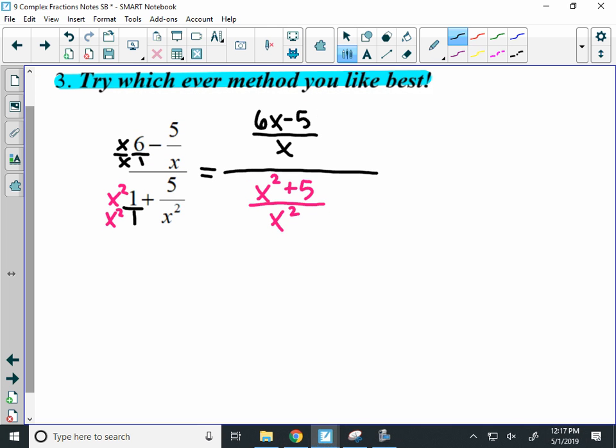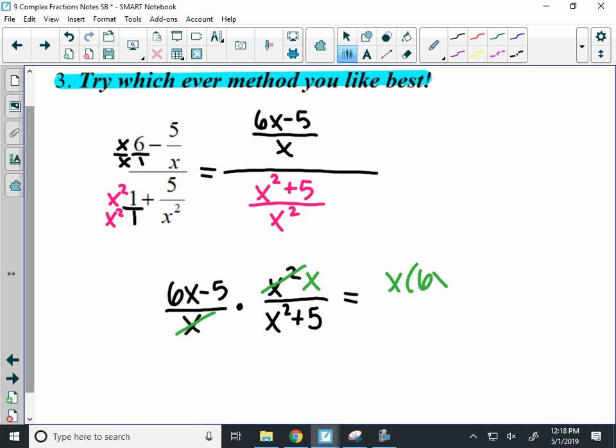Two fractions I'm dividing. I have to turn it into multiplication. So I have 6x minus 5 over x, the numerator, times the reciprocal of the denominator. Okay. What's going to happen here? Anything cancel? Yeah, the x and the x squared, that gives me just 1x in the numerator, and it doesn't seem like anything else is going to cancel. So I'll have x times 6x minus 5 over x squared plus 5. And that will be your final answer.